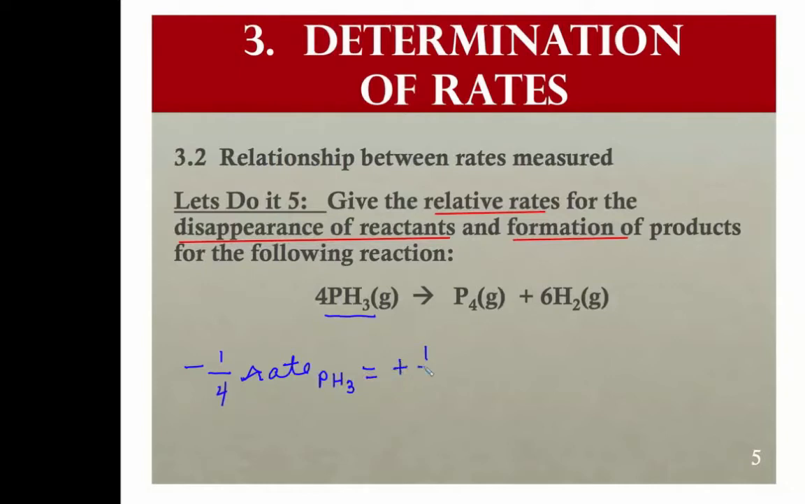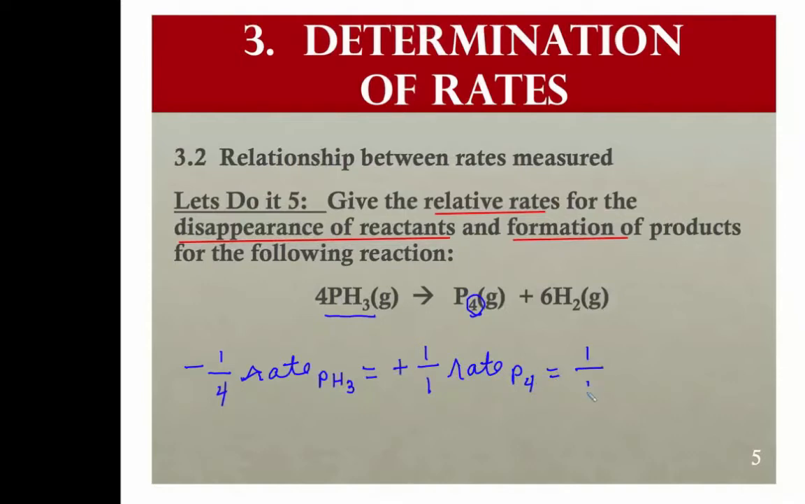And that's going to be positive 1/1. Now, it's been a while, but we've seen this P4 before. Phosphorus exists as that little tetrahedron type cluster. And that would be the rate with respect to P4.